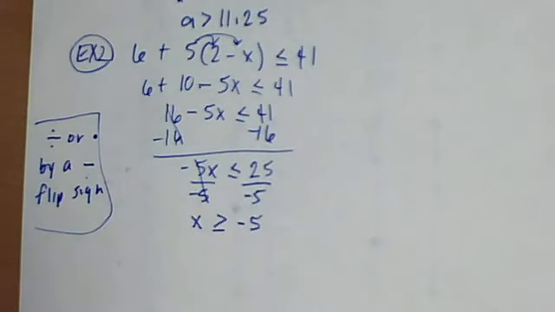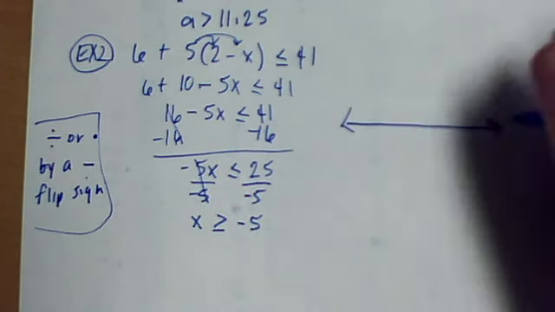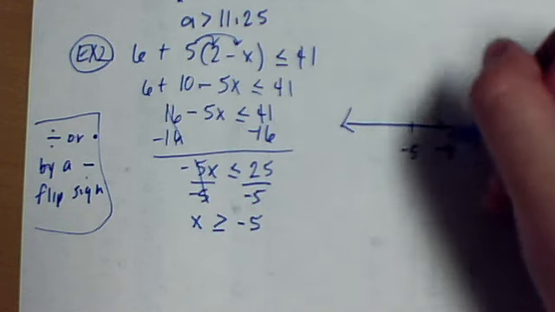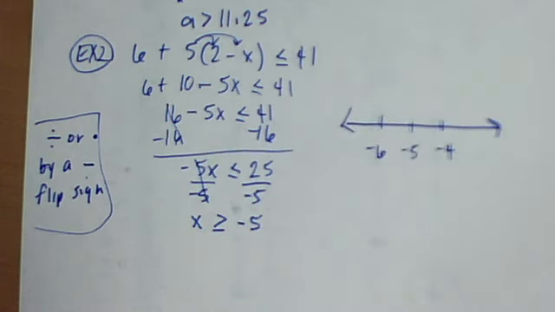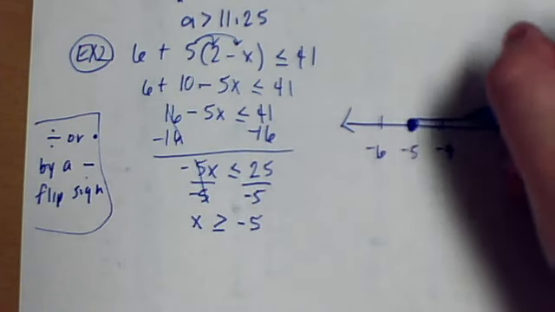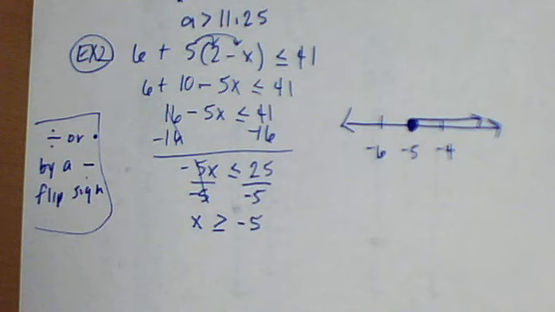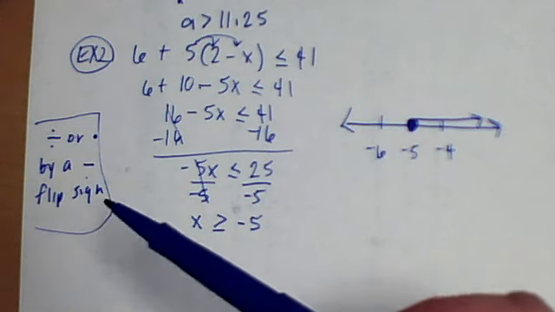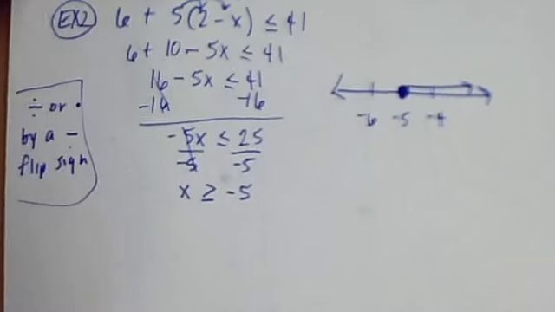Okay, if you don't flip your sign, then your answer is not going to be correct. So when we graph this, start off at negative 5. A number bigger is negative 4. A number smaller is negative 6. We're going to have a closed circle going to the right. Alright, so again, the key thing here is when you're dividing and multiplying by negative, you need to flip the inequality sign. Alright, next example.